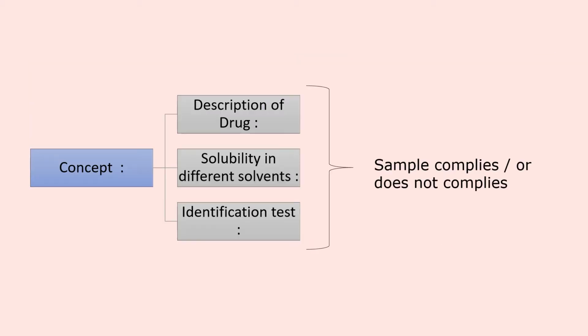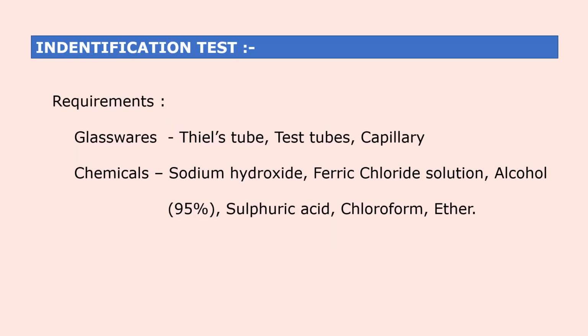Similarly, as we have discussed in the previous one, we are going to say as per three parts: description, solubility, and third one, that is your identification test. Now first, that is requirements. Glasswares you require, that is Thiel's tube, test tube, capillary, etc. In chemicals you require sodium hydroxide, ferric chloride solution, alcohol 95%, sulfuric acid, chloroform, and ether.